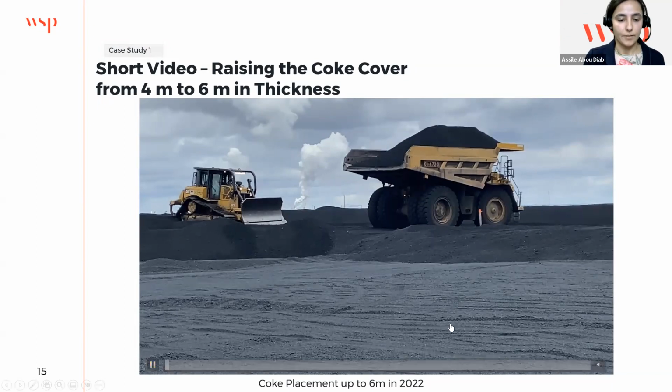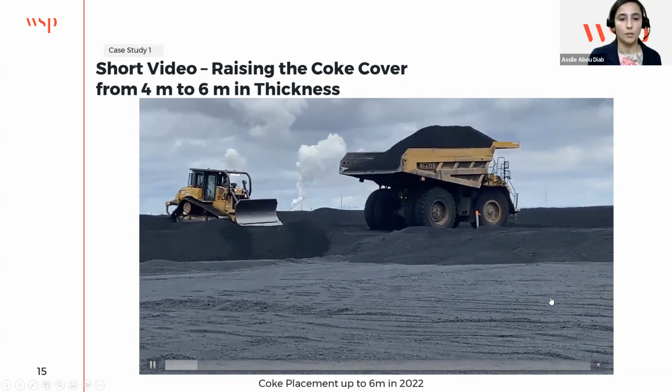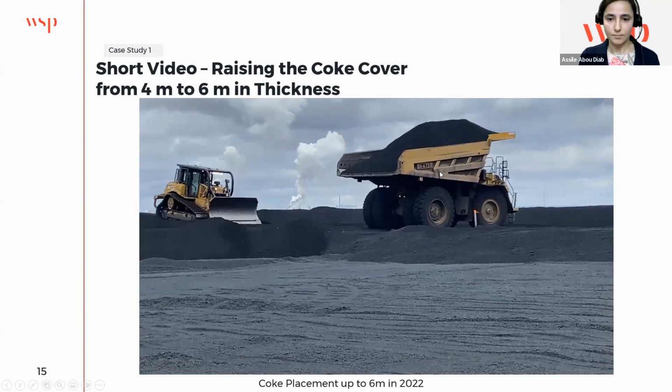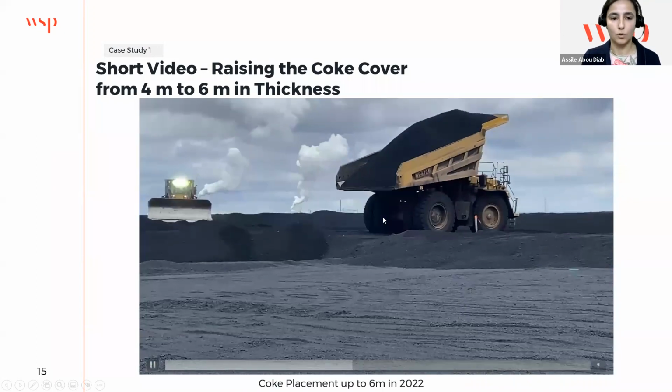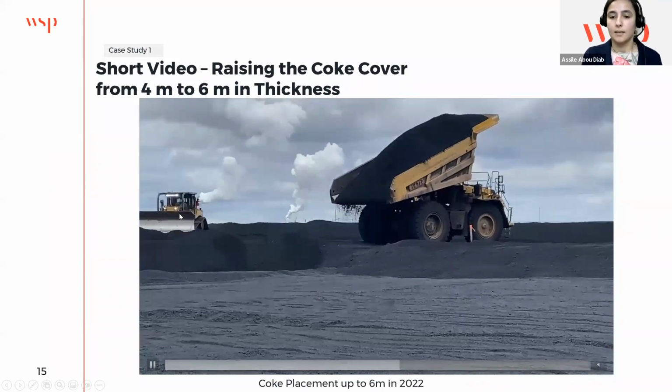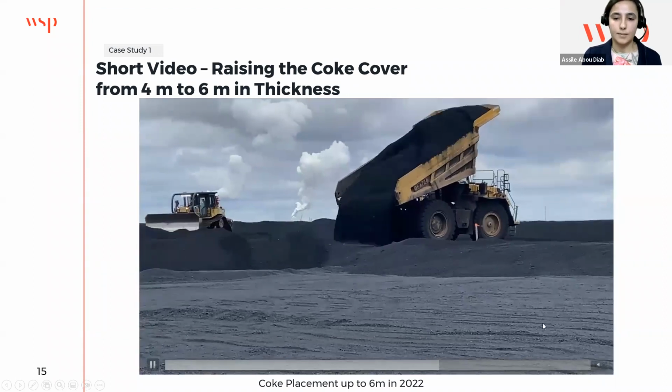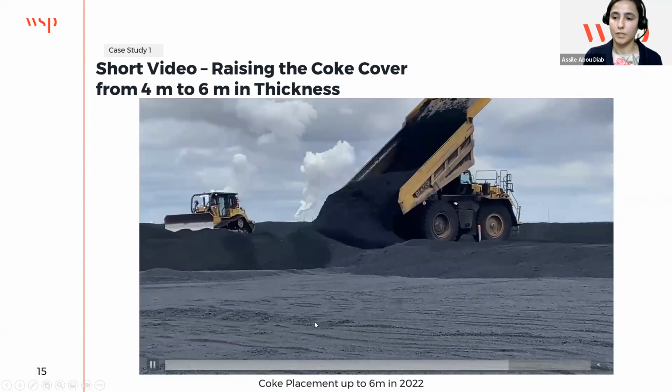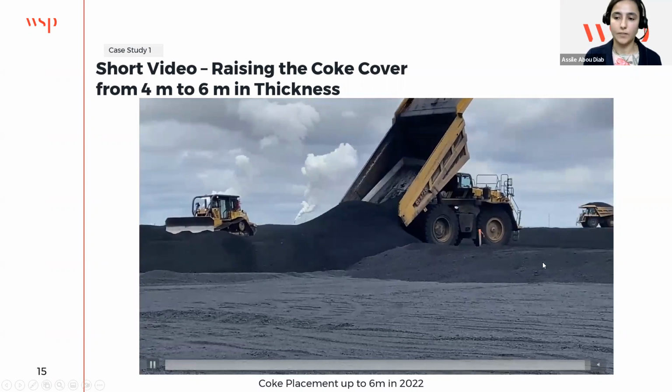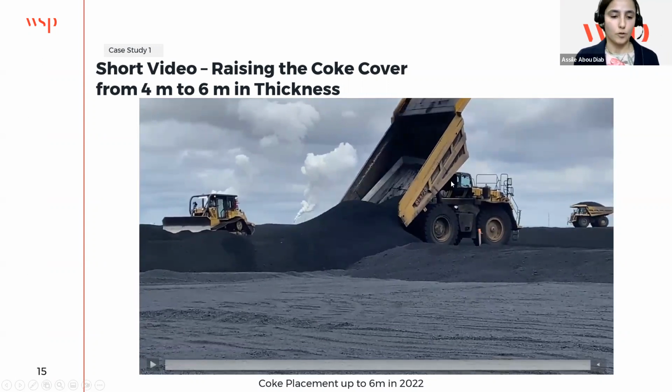So I'll play a video here. We can see the whole truck dumping the coke. The dozer was spotting for it. And after dumping the coke, the dozer will push and spread it. We can see the surface smooth, clean, no cracks, no deformations, and another hot truck here driving with no deformations too.